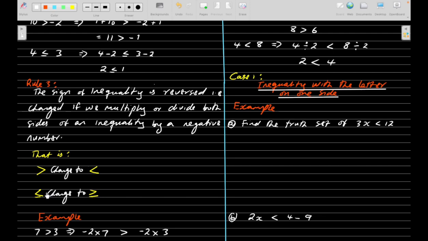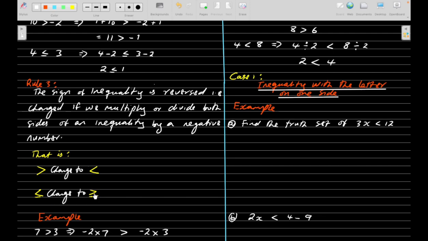If your inequality sign is less than before, immediately you divide or multiply both sides by a negative number, the less than or equal to sign must change to greater than or equal to sign.